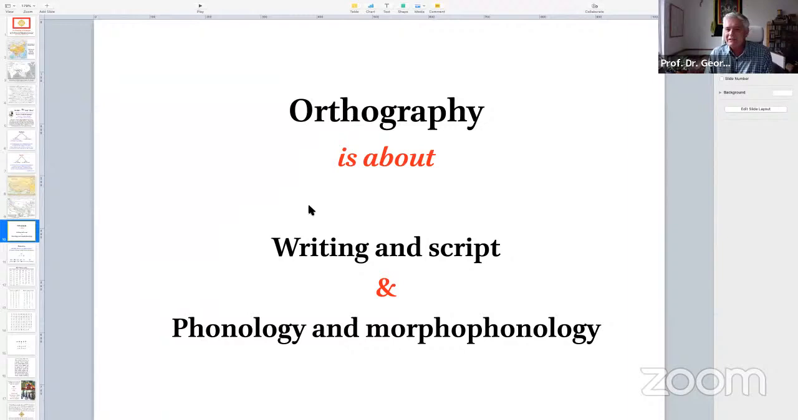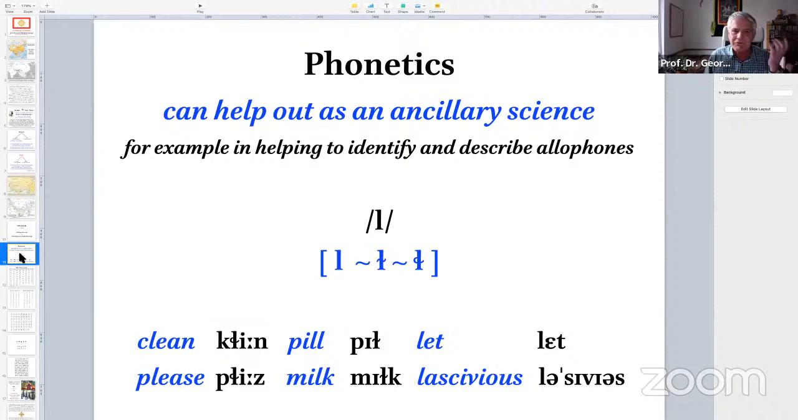Orthography is spelling, so it is about writing and script, but it is also about phonology and morphophonology. Phonetics is an ancillary science, actually, that only helps you to study phonetic differences, some of which are phonemic, but some of which are not. A very good example here from English is that in English you have three different L's.